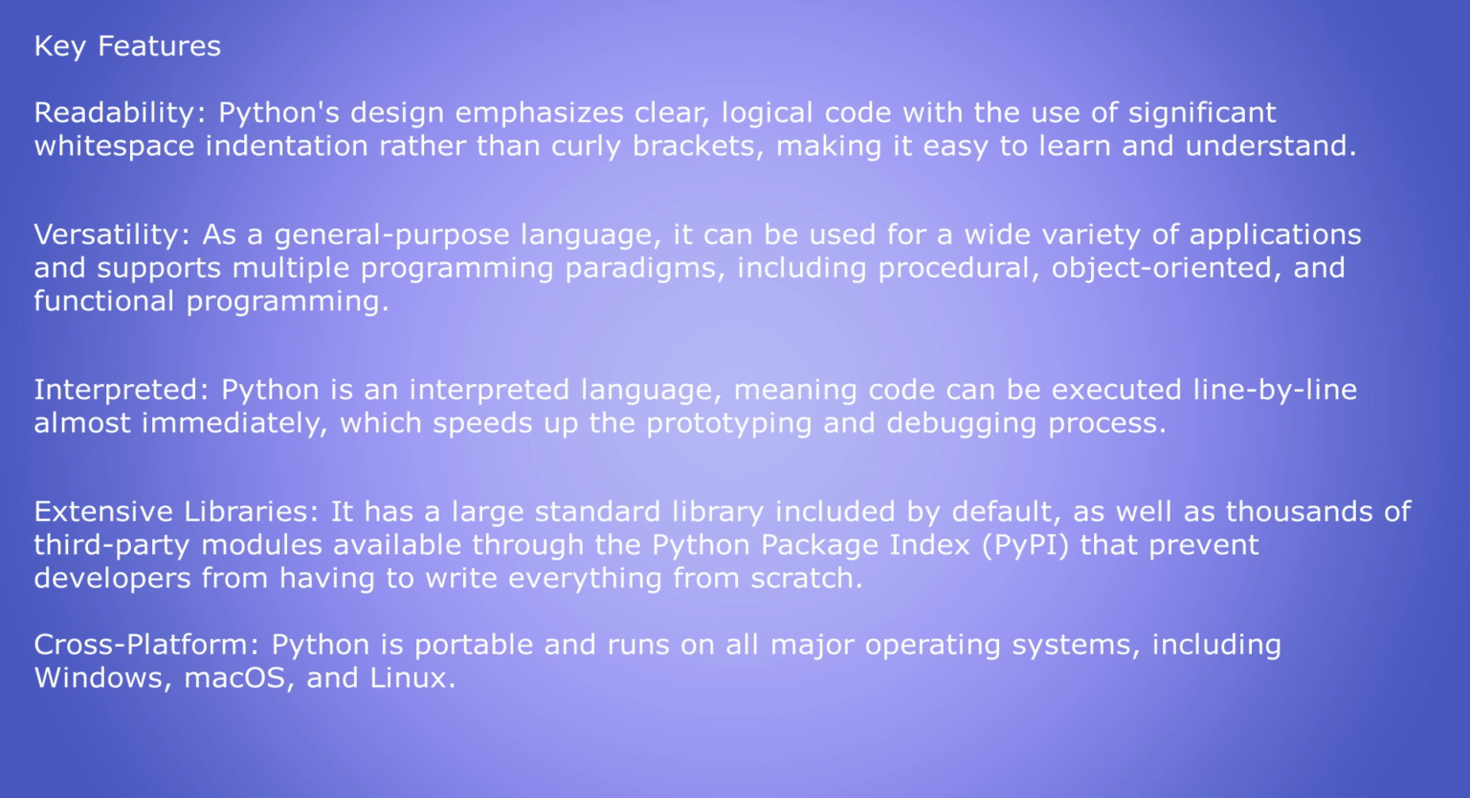Interpreted. Python is an interpreted language, meaning code can be executed line by line almost immediately, which speeds up the prototyping and debugging process. Extensive libraries. It has a large standard library included by default, as well as thousands of third-party modules available through the Python Package Index, PyPI, that prevent developers from having to write everything from scratch. Cross-platform. Python is portable and runs on all major operating systems, including Windows, macOS, and Linux.